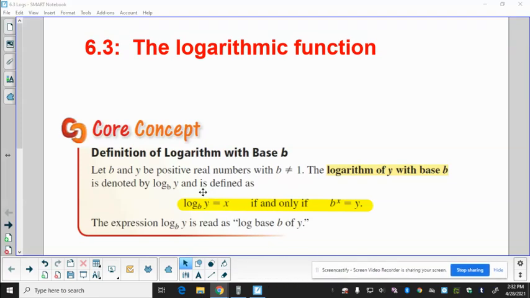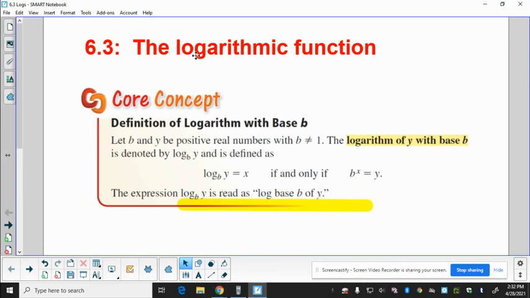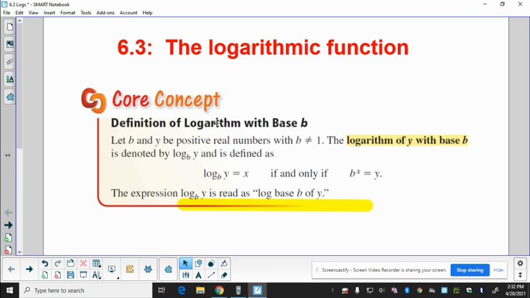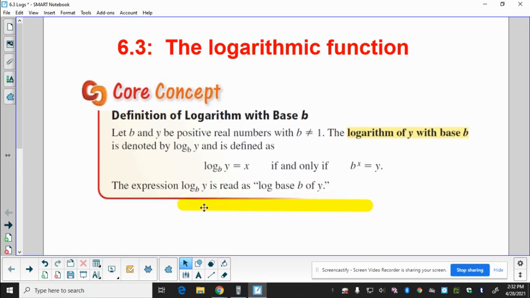Alright, everybody, let's take a look at section 6.3. Time to talk about the logarithmic function. This function is the inverse of an exponential. So this is going to be important for us to be able to use this to solve exponential equations where the base cannot be written as the same.